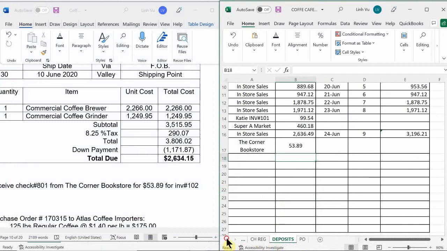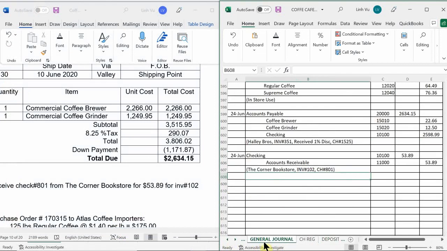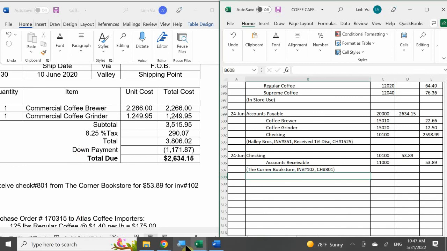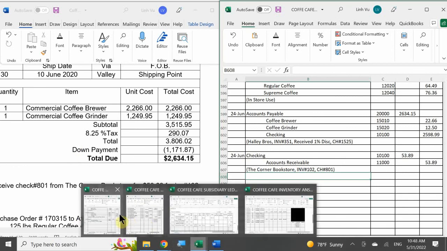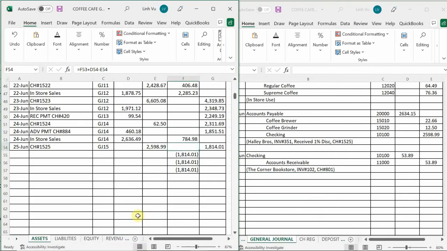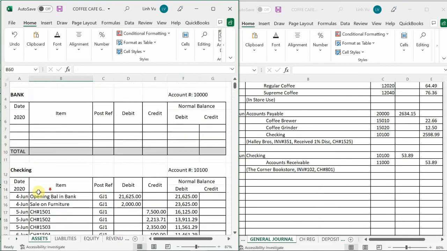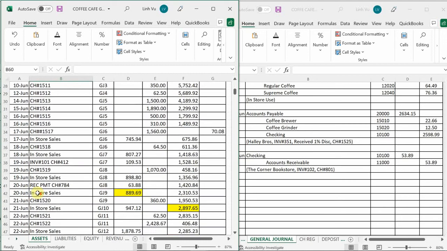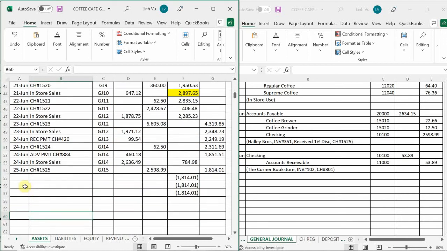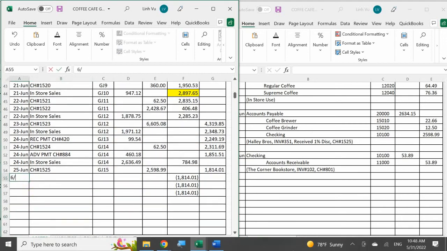So now that I have my journal complete, I now need to update my ledgers because I have a reduced accounts receivable amount. So let's see. Starting with our checking account, we need to update that we received a check.